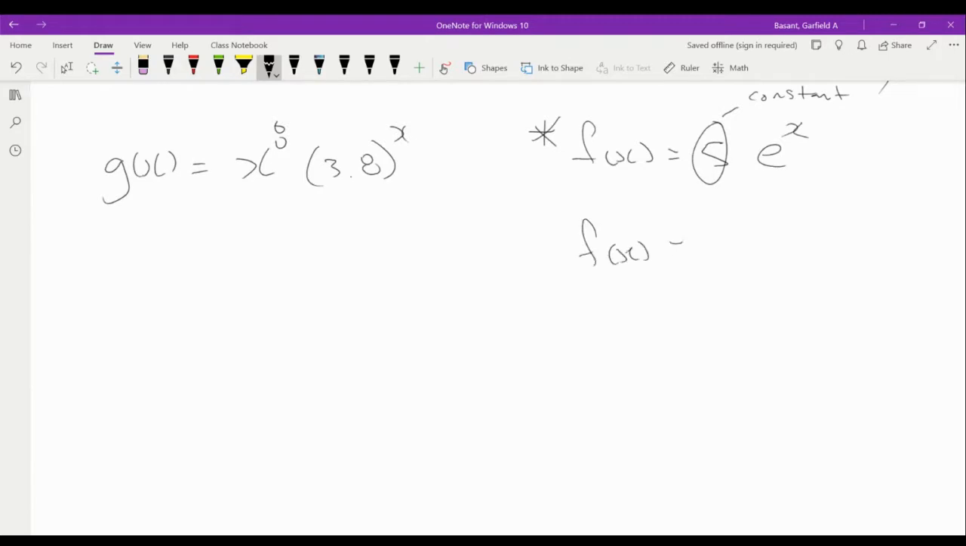If we have f of x is equal to x to the 7th times e to the x, is this a product rule problem? Yes. See the difference? This x to the 7 is now a function, so we have to apply the product rule to this.